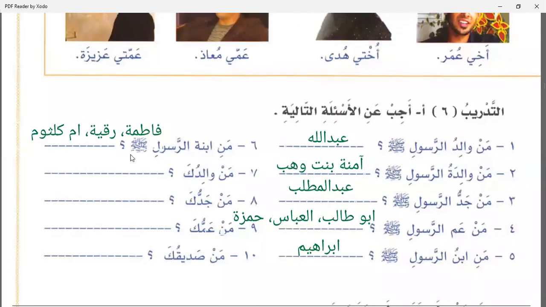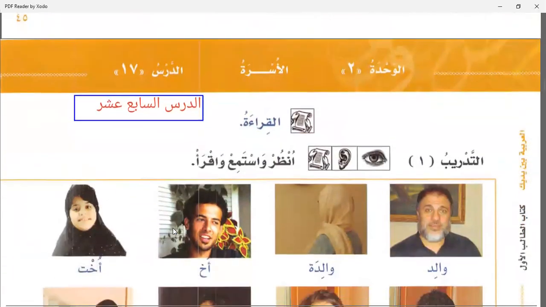Next, exercise six: answer the following questions. So the questions are written here. You will write their answers on the blank. And in questions 7, 8, 9, 10, you will answer according to your daily life. Man waliduka, who is your father? So you will write the name of your father here. Man jadduka, who is your grandfather? But in case of female, we ask man waliduki, man jadduki. So you will write answers according to that. And you will send the picture to Google Classroom. You will upload it to the Google Classroom.